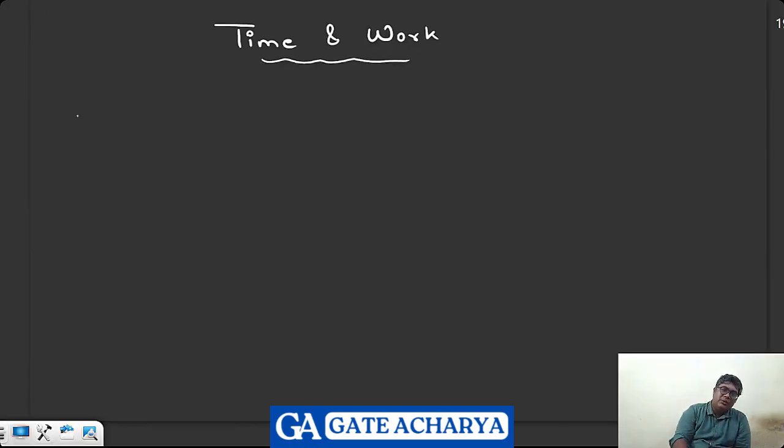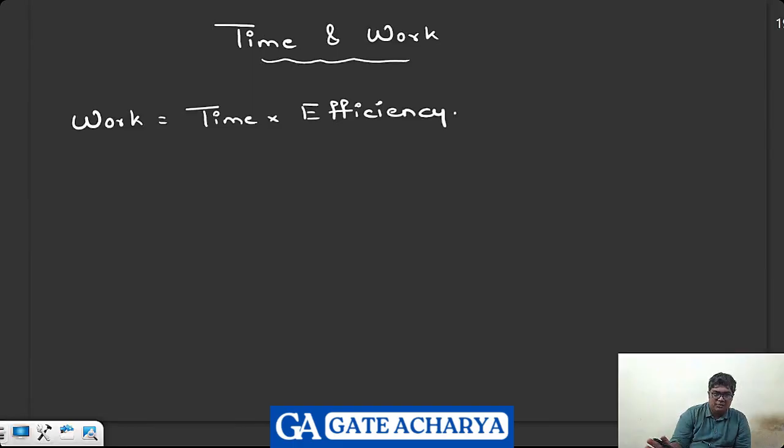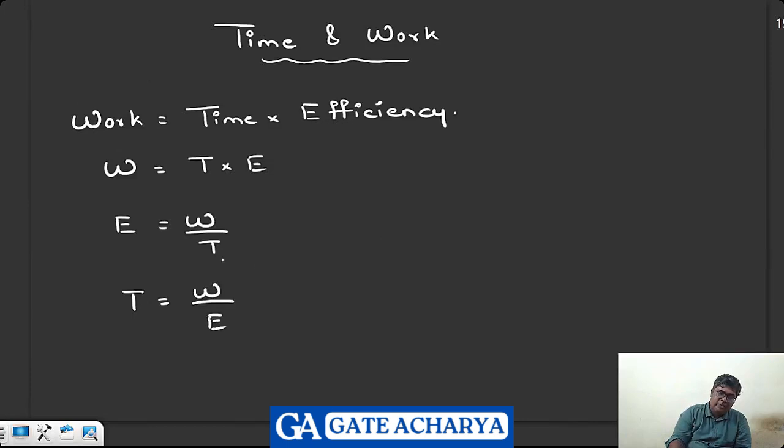For that, you have to realize one formula: work is equal to time multiplied by efficiency. Please remember this formula. Or you can write it like this: W equals T multiplied by E. Now, if W is T multiplied by E, what is efficiency? W divided by T. And if you want time, W divided by E. W divided by T will give you efficiency. W divided by E will give you time. So this is the critical formula that I have to use.